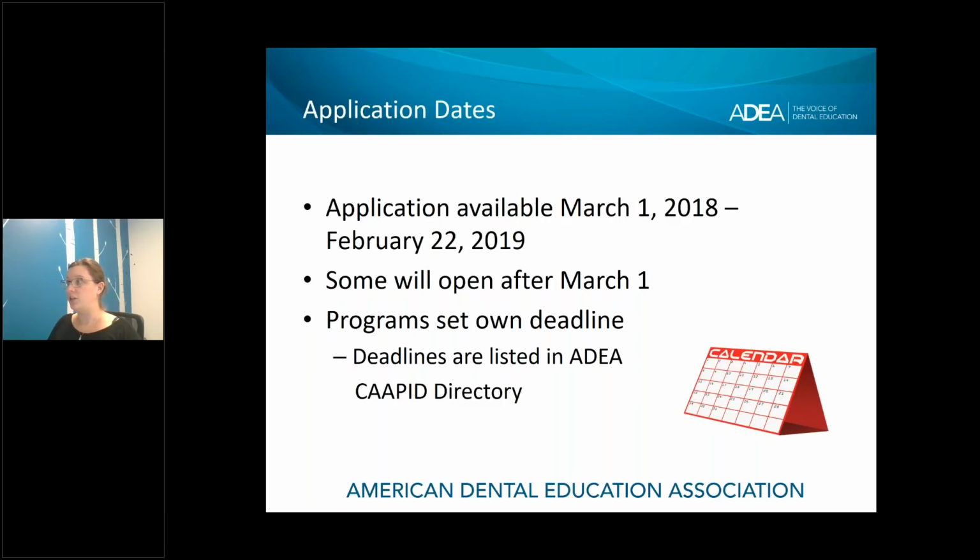For more information on both ADEA Pass and ADEA ADSAS, go to our website at adea.org. The ADEA CAAPID application will open its 2019 cycle on Thursday, March 1st, 2018. Applicants can create accounts, complete the application, and submit documents on that day. The application will remain open through February 22nd, 2019. Each advanced standing program does set their own application deadline within this cycle. Program deadlines can be found online in the ADEA CAAPID directory.